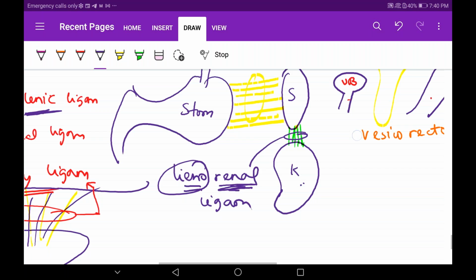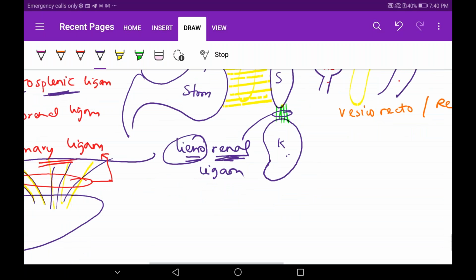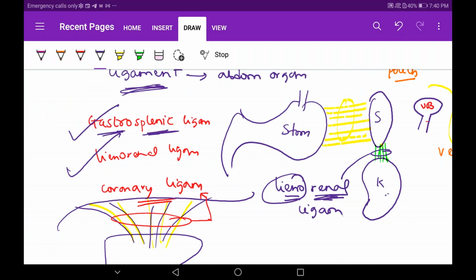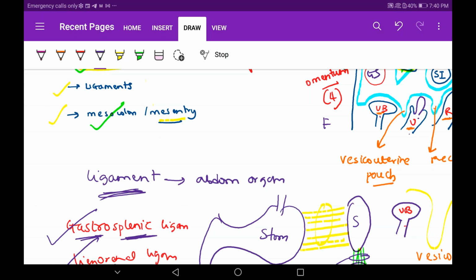Okay, now I think you're done with that. Did you understand the gastrosplenic, lienorenal, and the coronary ligaments? Just tell me you have understood. Let's jump into the interesting parts then. Yes, they've understood.